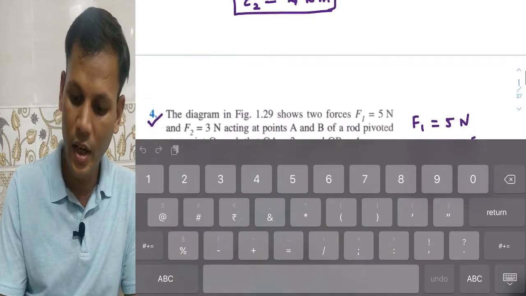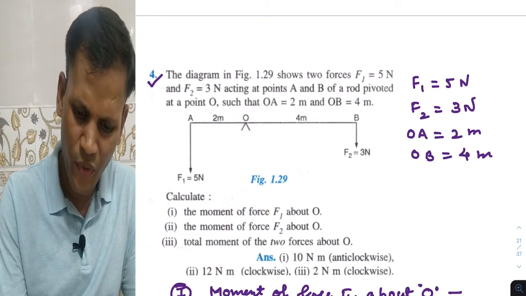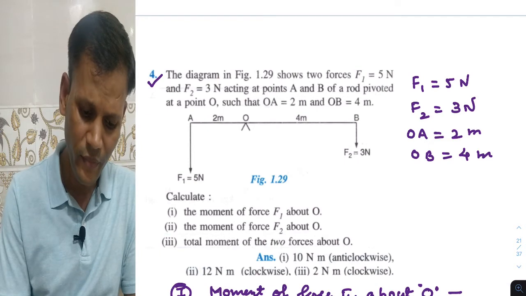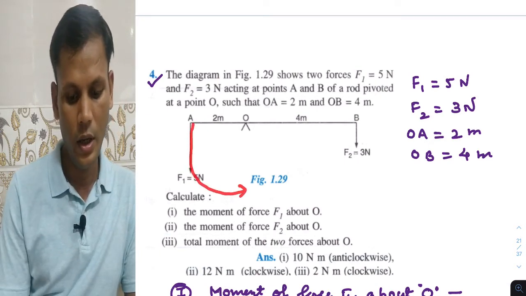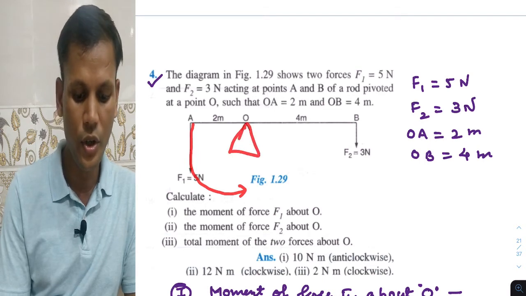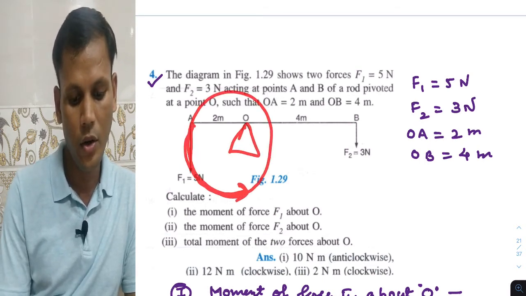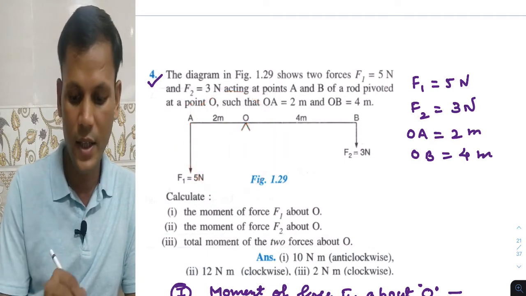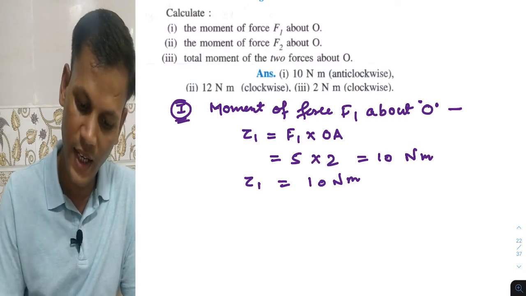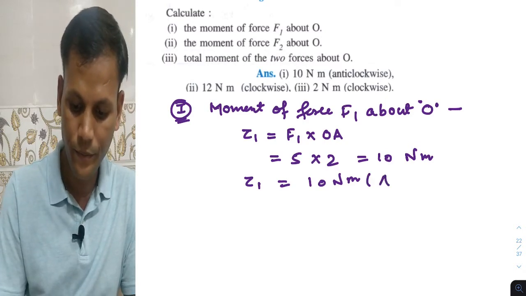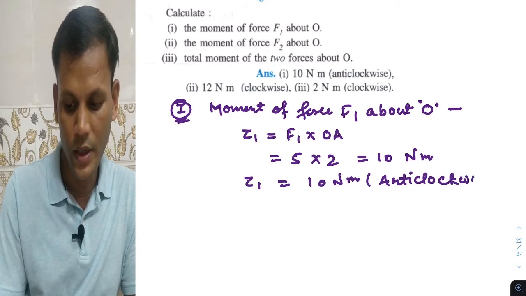And direction also we have to mention. What will be the direction? Now we have to think about it. As the force is acting in this direction, and it is balanced on this one, it wants to come in this direction. So is this direction clockwise or anti-clockwise? It is anti-clockwise. So the direction will be anti-clockwise. We can write over here, anti-clockwise.